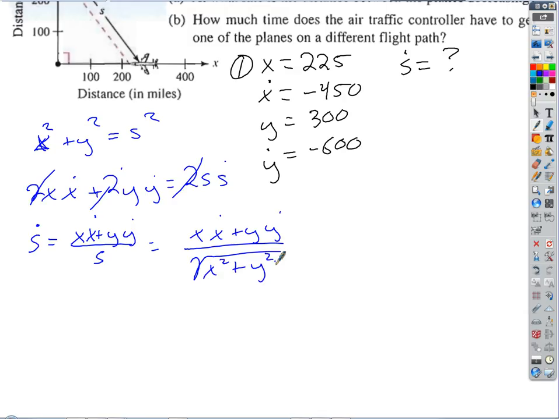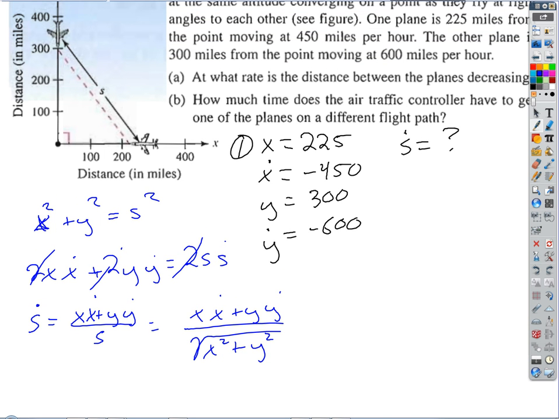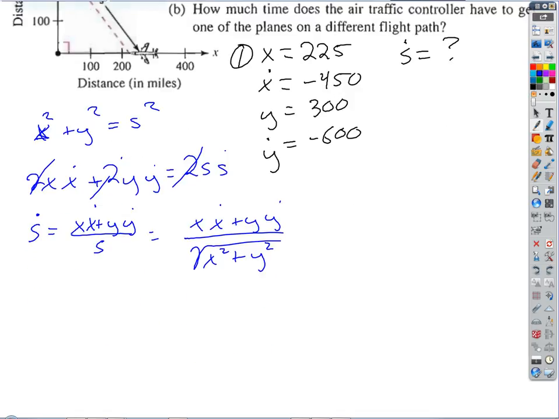Okay, so there's our stuff, and if we want to know at what rate the distance between the planes is decreasing, well, it's decreasing at that rate, isn't it? Right? So what could we do then if we wanted to write this as a function? We could write this as a function of, maybe, x, the position of the first plane.